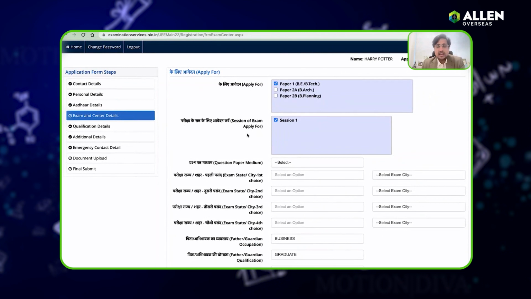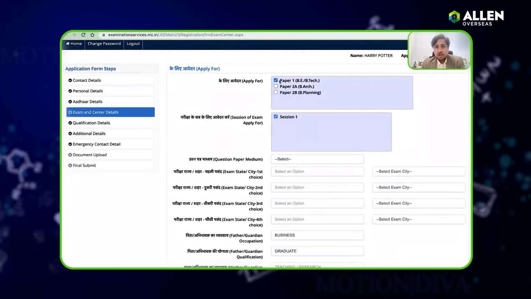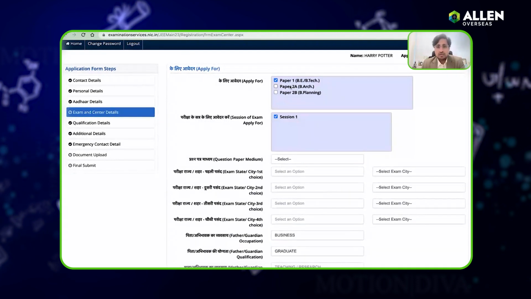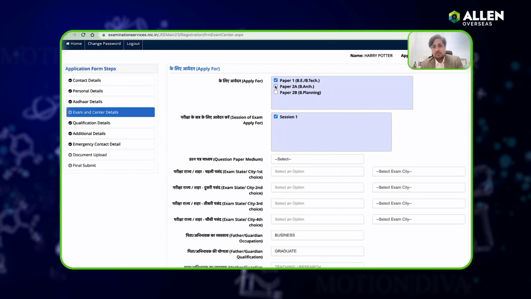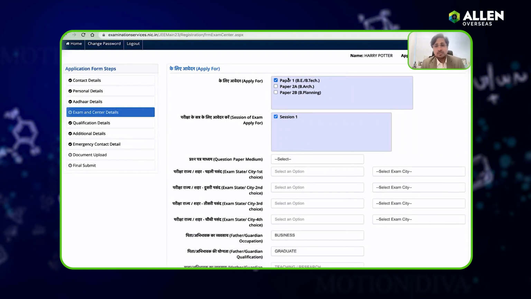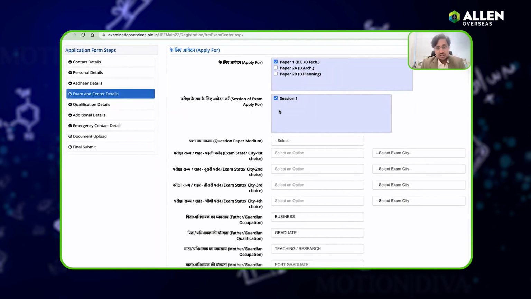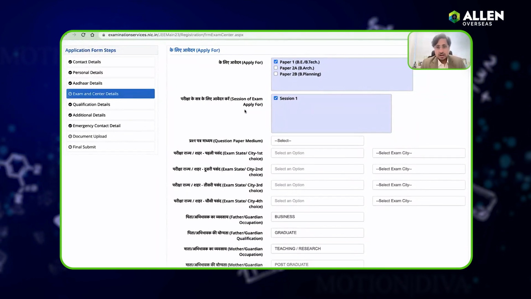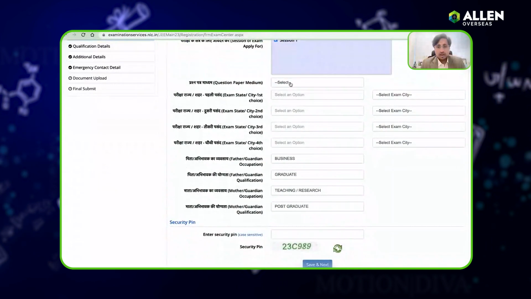Now is the exam and center details. Usually almost every student will be selecting paper 1. If anyone is applying for B.Arch or B.Planning, they can select this also. But since I will be filling this as a BE/BTech student, I will be ticking this box only. And since this form is available only for session 1, you will see only this box as an available option.